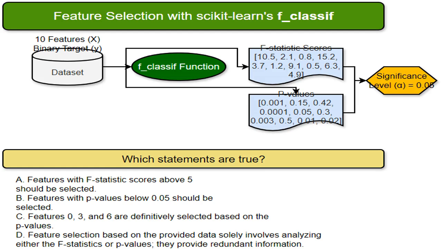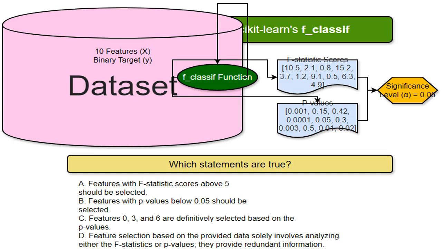I've set a significance level of 0.05. This means I'm willing to accept a 5% chance of incorrectly rejecting the null hypothesis, that a feature is unimportant. It's a common threshold in hypothesis testing. I'm working with a dataset containing 10 features, x, and a binary target variable, y. The features are the things I'm trying to select and the target is what I'm trying to predict.